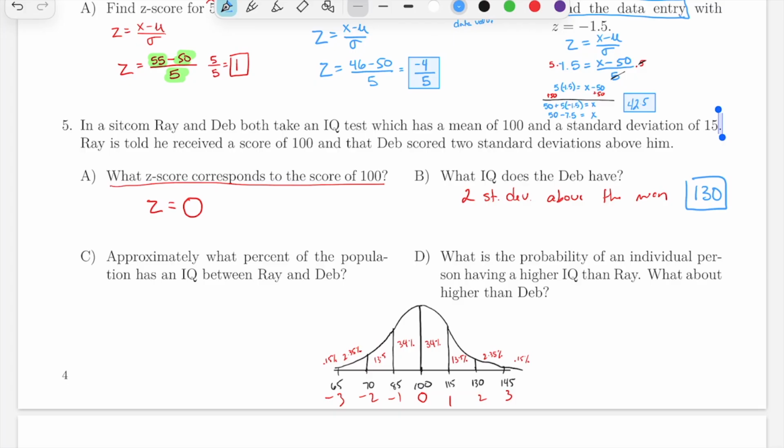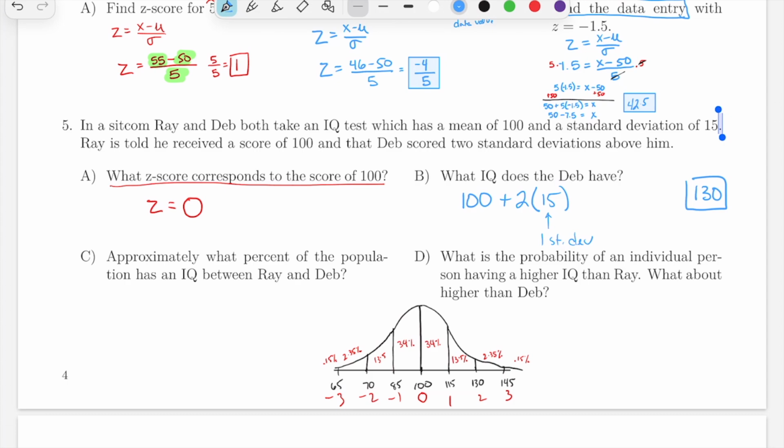Now, we can also do this by saying 2 standard deviations above the mean means start at the mean of 100 and add 2 15s, right? Because this is the size of 1 standard deviation. And we're going to add 2 of them together. So 2 times 15 is 30. That's 130.